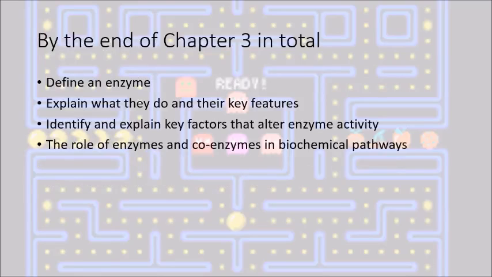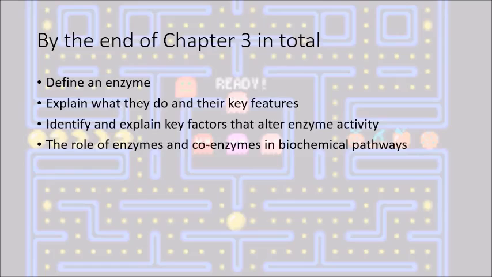Now, this is in part for review before class. So by the end of Chapter 3A and 3B, so the entirety of Chapter 3, you should be able to define the enzyme, what they do, and their key features, identify and explain the key factors that alter enzyme activity. And we looked at one of those in the practical that you did late last year and that you're meant to be writing your poster on, and the role of enzymes and coenzymes in biochemical pathways.